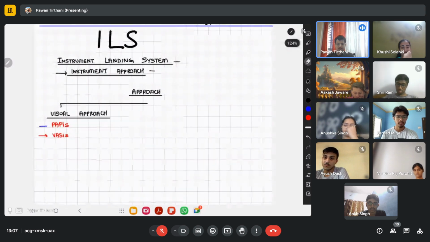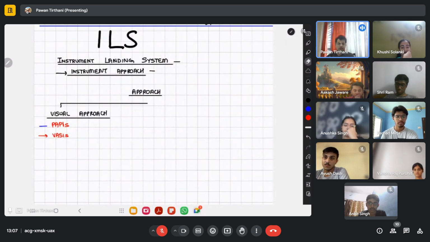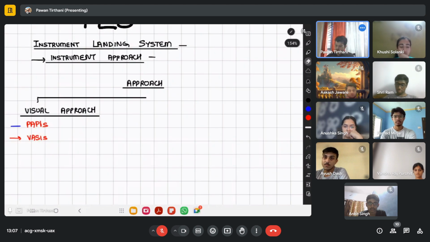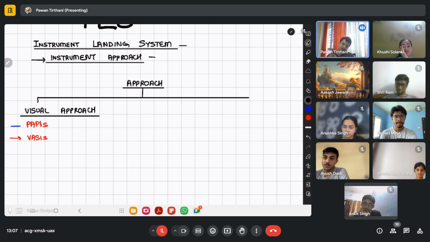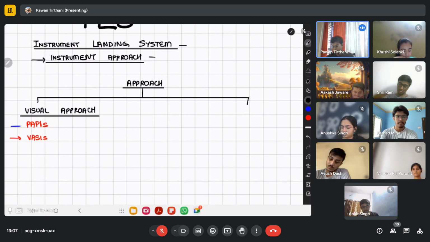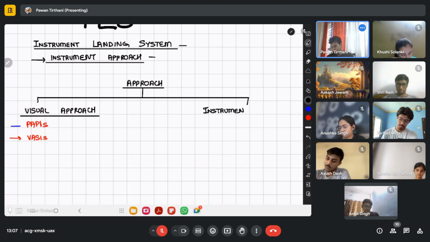Now, this was only done when you had very good visibility, when you had VFR conditions. Otherwise, you could not land and you had to divert. Now, diverting consumes a lot of fuel. Also, your passengers want to land at Delhi. You landed them at Bhubaneswar because of a diversion. This is not acceptable. So, what did we do? We developed some aids which will help us perform an approach, and that type of an approach is called an instrument approach.